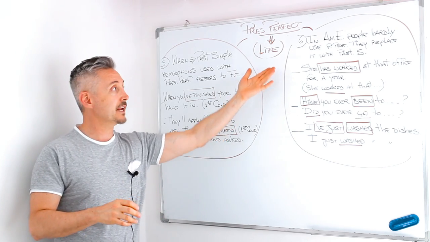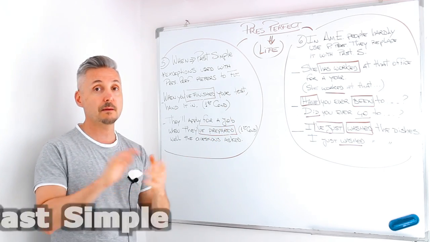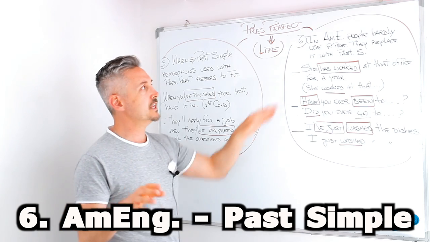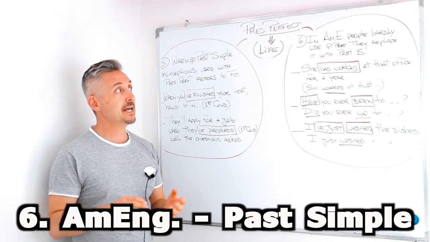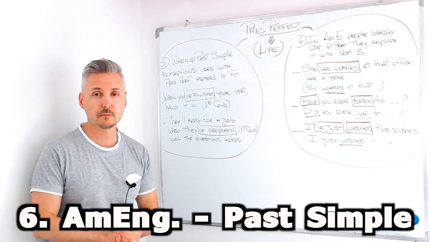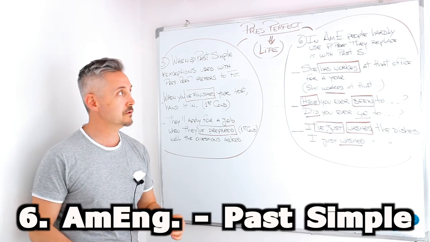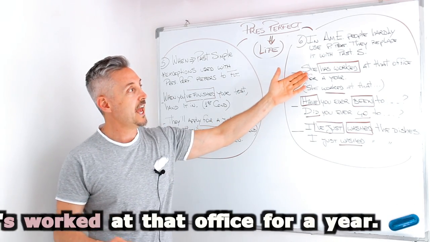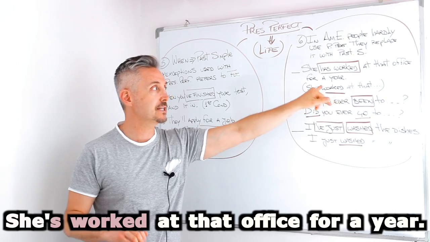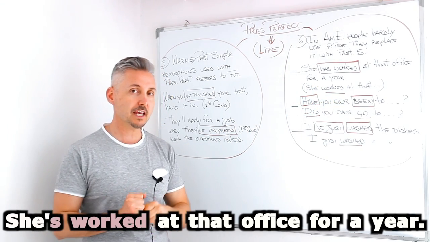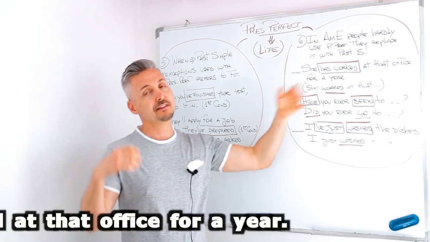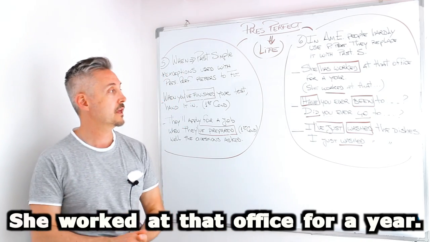The last point that I want to talk about is that in American English, people hardly use the present perfect. They replace it with the past simple. So let's take a look at the examples I listed. She has worked at that office for a year. In American English, they would say, she worked at that office for a year.